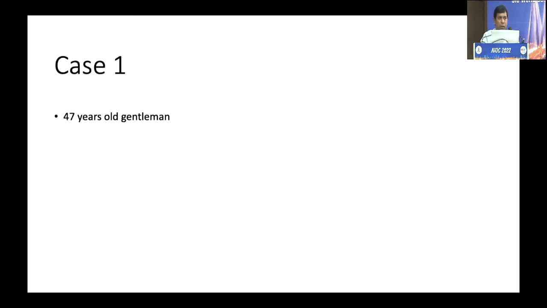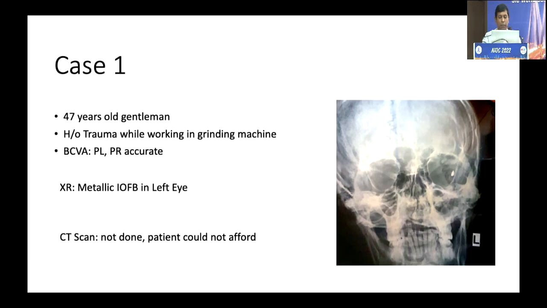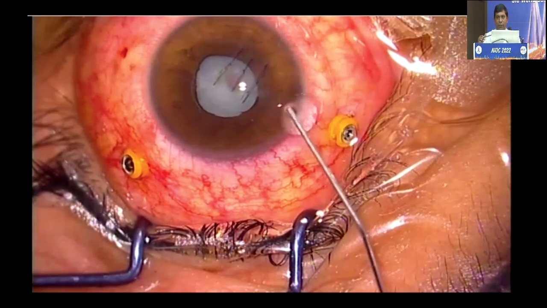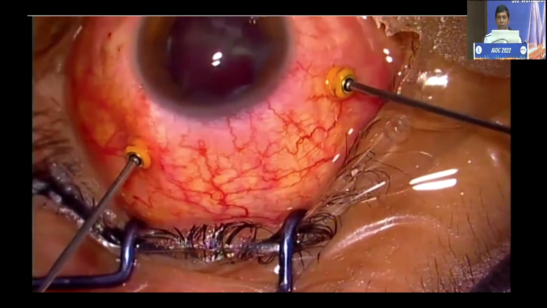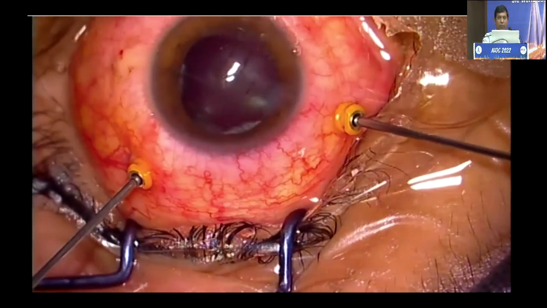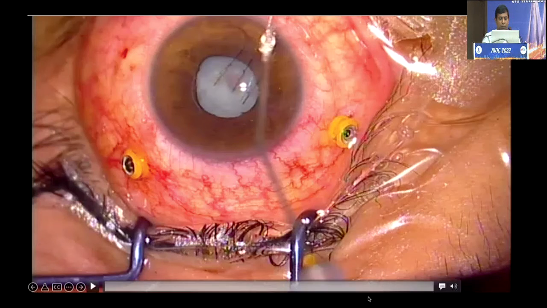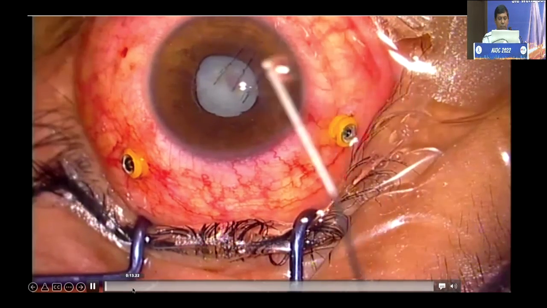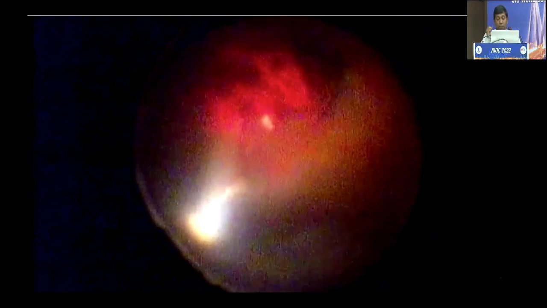So I would like to present a representative case, and then we can discuss the surgical procedures in detail. Here, as we can see, the entry wound in the cornea has already been repaired. Lensectomy has been done to get a clear view of the posterior segment. Oops, I'm so sorry. Now, the surgeon has entered the vitreous cavity, and a considerable amount of vitreous hemorrhage has been cleared.